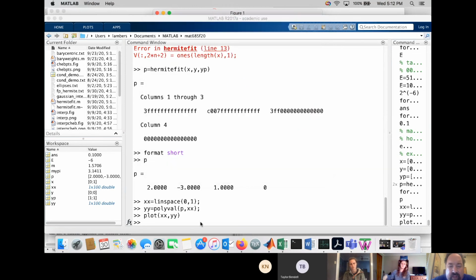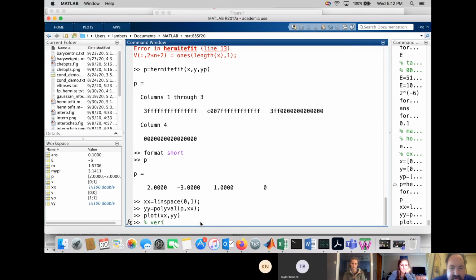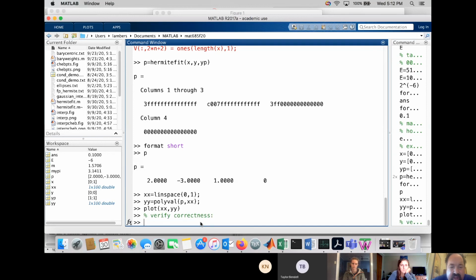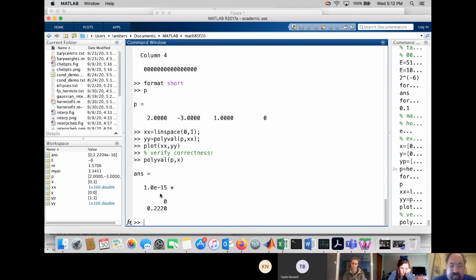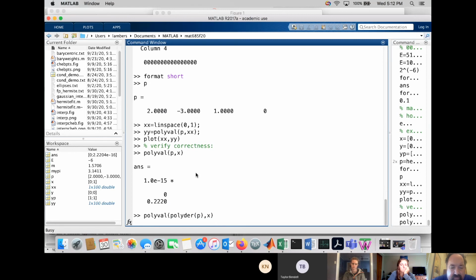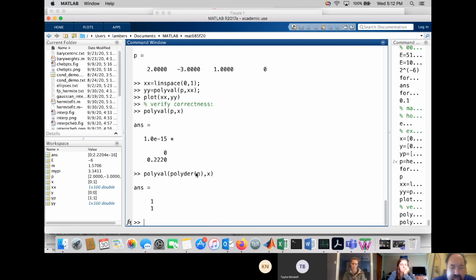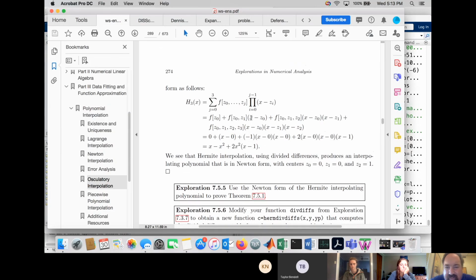Now another way I can confirm, I'm going to evaluate the polynomial at my x values. And I get very small numbers, 0 and 0. Then I want to evaluate the derivative, polyder, at the same x values. I should get 1 and 1. Come on. I do. So actually, this polynomial is correct. So my code works. Now what went wrong here?